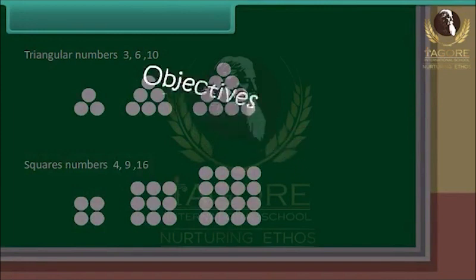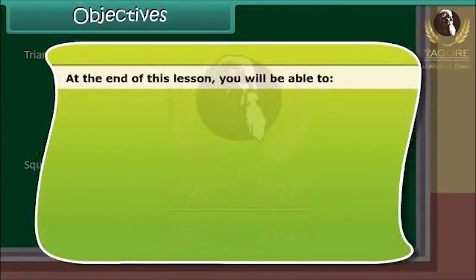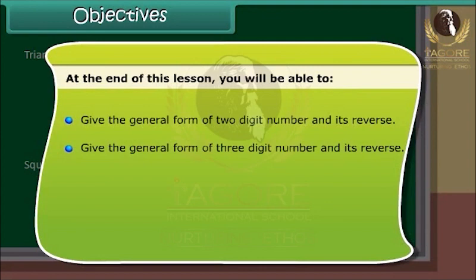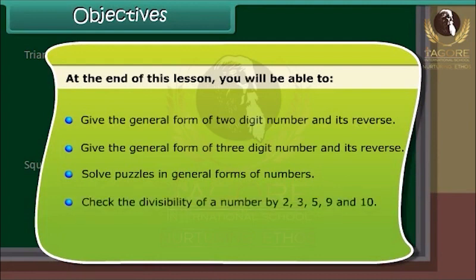Objectives. At the end of this lesson, you'll be able to give the general form of a two-digit number and its reverse. Give the general form of a three-digit number and its reverse. Solve puzzles in general forms of numbers. Check the divisibility of a number by 2, 3, 5, 9 and 10.